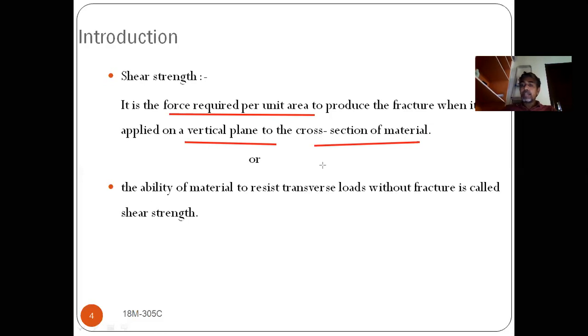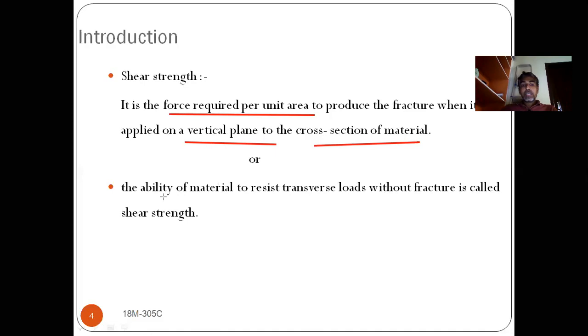The same concept we can define in another way: it is the ability of the material to resist transverse load, which is the load acting in the vertical plane in this case, without fracture. This is known as shear strength. You are applying some load, the material can bear that load, that is a transverse load, and that ability is known as its shear strength.